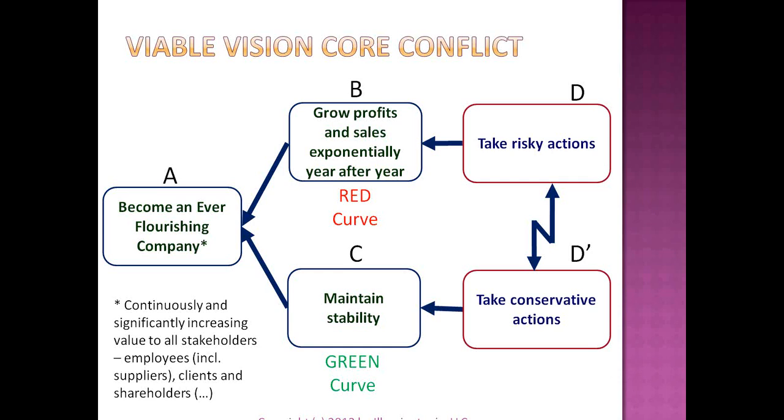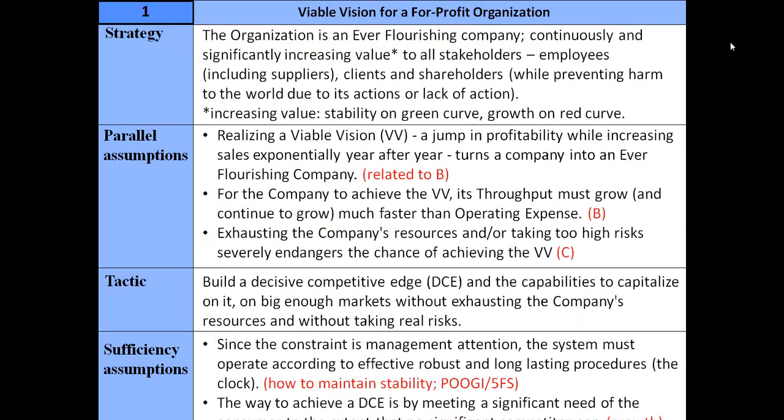So now let's take a look at level 1, the top one step of the strategy and tactic tree, the viable vision strategy and tactic tree, transformational strategy and tactic tree for a for-profit organization. Now, I just want to let you know that prior to Ellie's passing away in 2011, he did make some modifications to this step, and I actually made a few more modifications to it since then when I was teaching my strategy and tactic tree programs online.